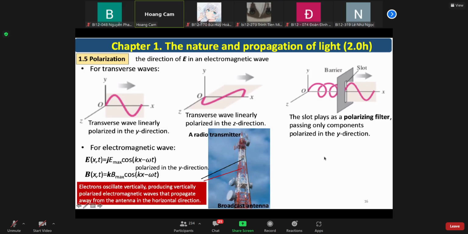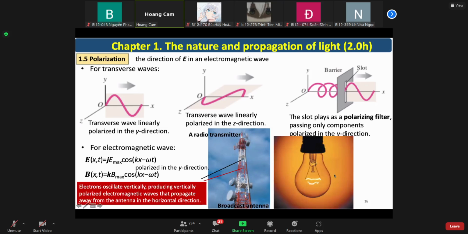Here we got that for the electromagnetic wave. And if we look at this lamp, the filament here will produce the light wave in all directions for the electric field oscillation. So we got the so-called unpolarized light waves here. And here you can observe it in the visible range.